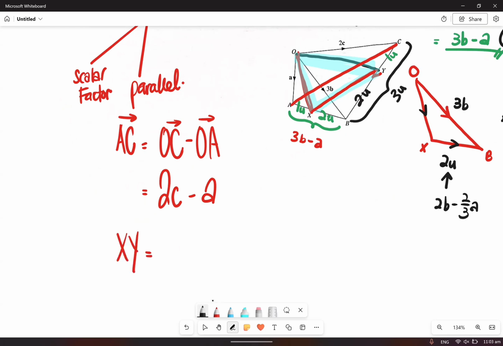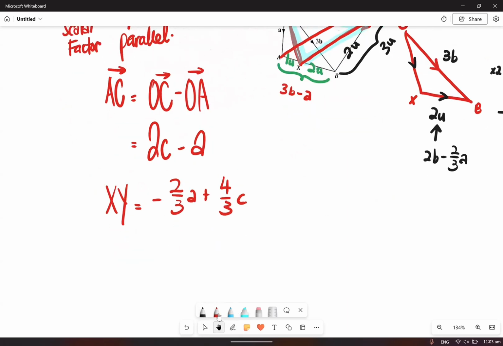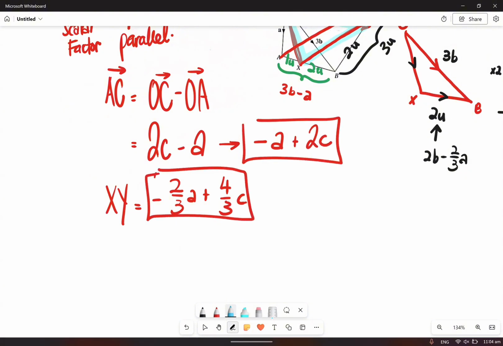And then my xy is already given. Xy is negative 2 over 3a plus 4 over 3c. Agree or disagree? Okay, so this basically means that xy is shorter. True or not? So we want to rearrange it in such a way. Maybe I rearrange this one first. I rearrange this to negative a plus 2c, because I want these to match, and then I just find what is the missing scalar.